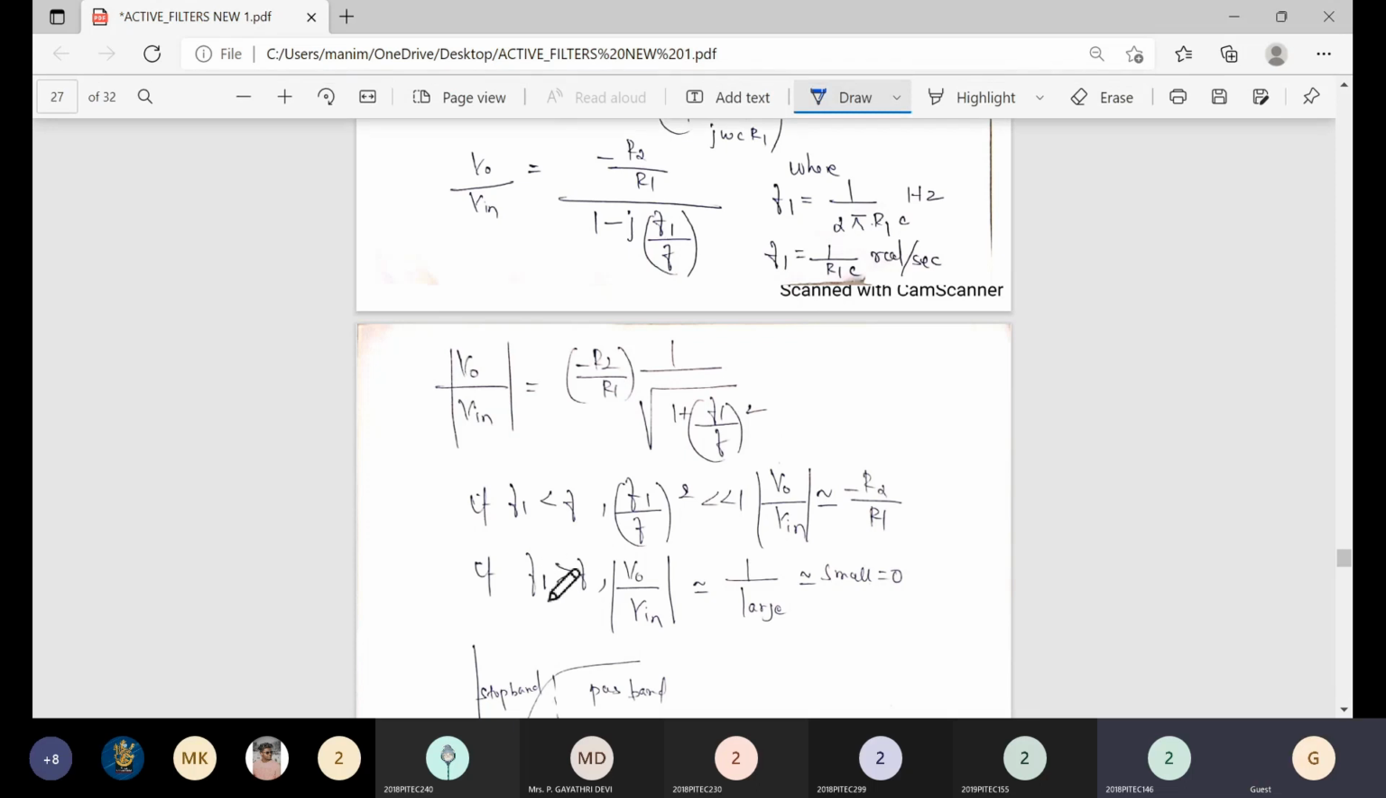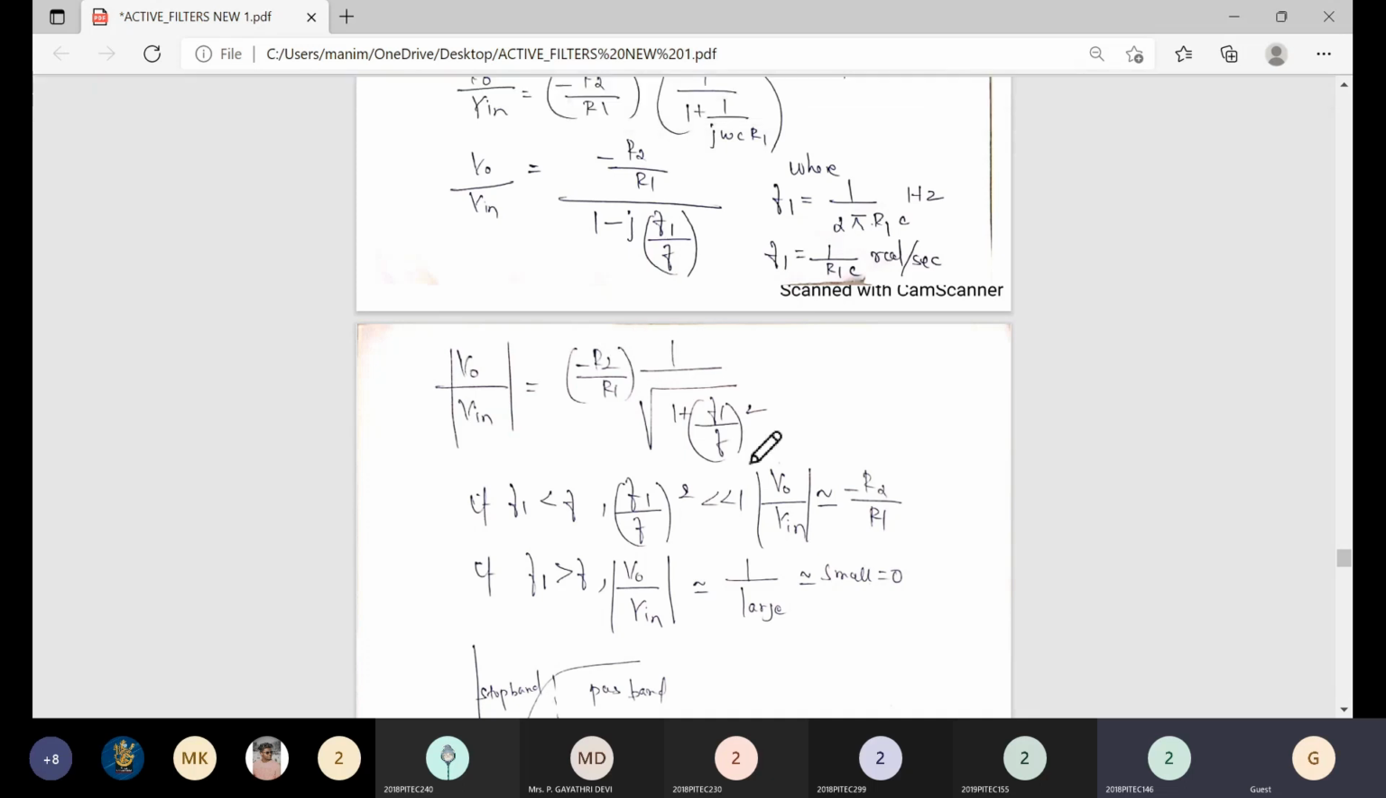Now the actual frequency is lower, that is, less than the cutoff frequency. What is the voltage gain? When F is less, the denominator term is very large. So R2 divided by R1 divided by a very large value gives a very small value. So at low frequency, the voltage gain is 0, and at high frequency, the gain is minus R2 by R1.